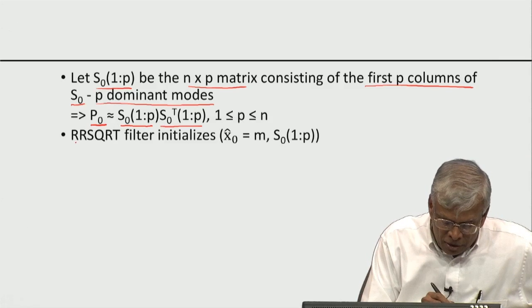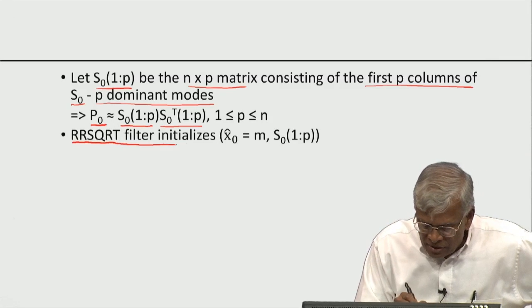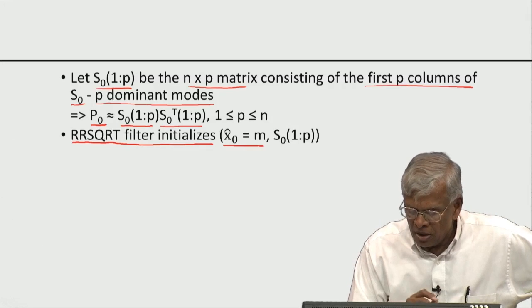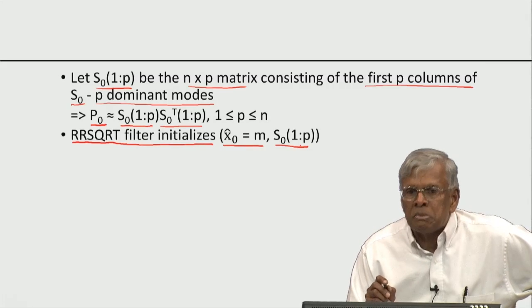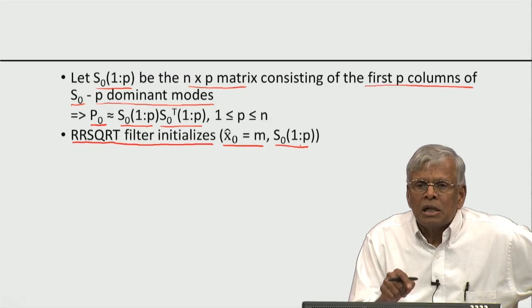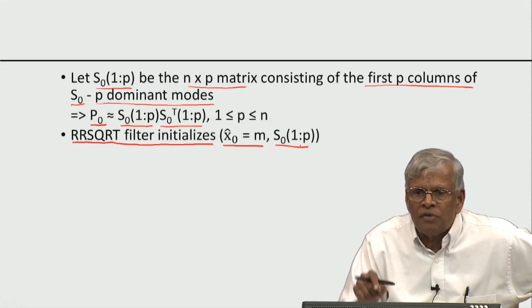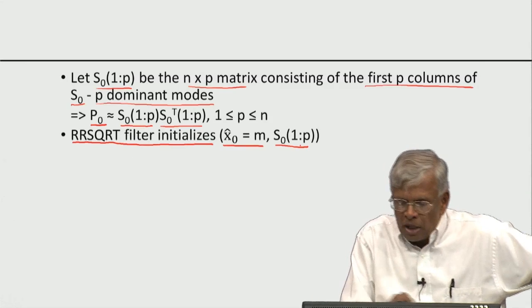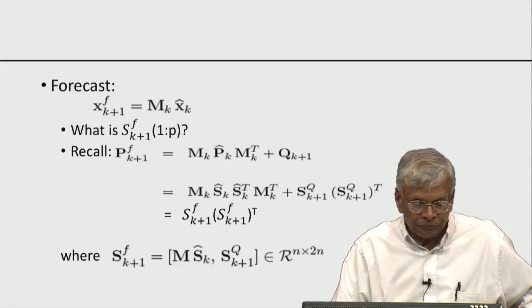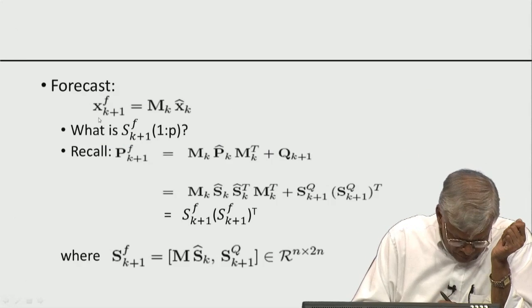So what is it that we are now going to do? We are going to initialize a reduced rank square root filter with the mean m. Instead of the full initial covariance square root, I am going to be talking about the first p dominant modes of the covariance square root. I hope you see the difference. This is a very beautiful idea. So now I am going to create a forecast.